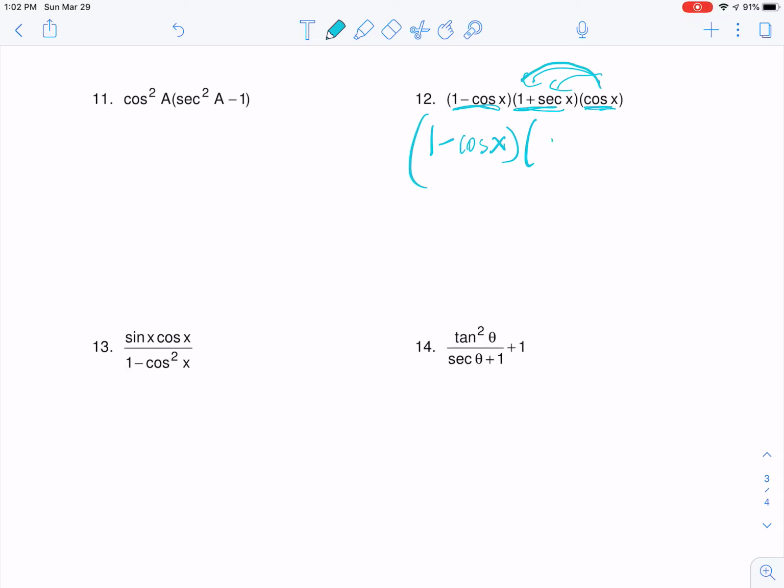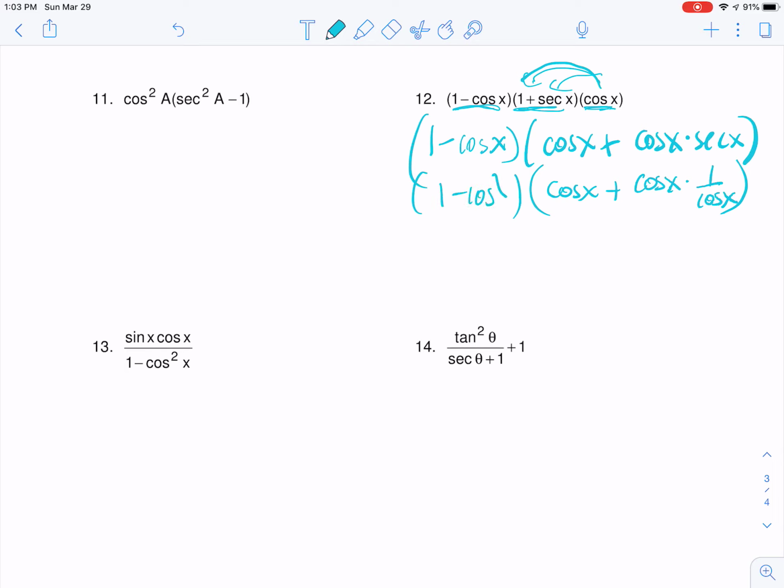So cosine times 1 is cosine, plus cosine times secant is cosine times secant. Will this simplify? Well, yes, because secant is 1 over cosine, so that cancels. So I get 1 minus cosine x. That first term stays the same. This becomes cosine x and then plus 1 because this cancels.